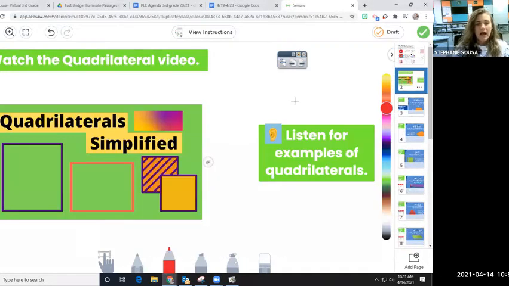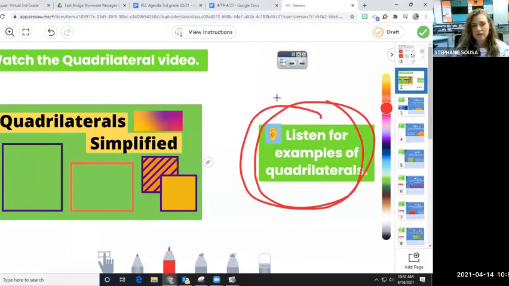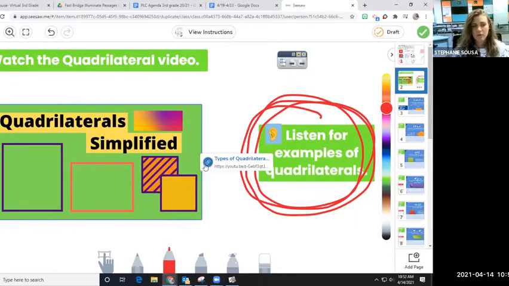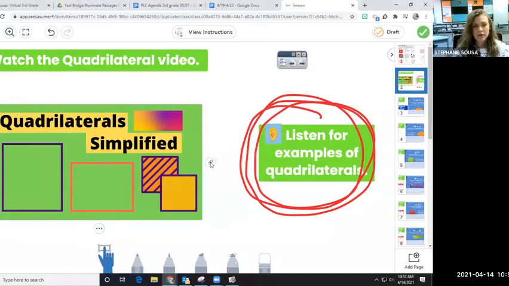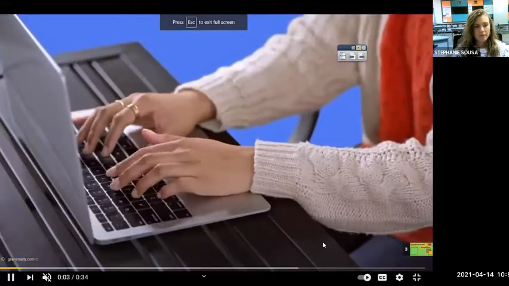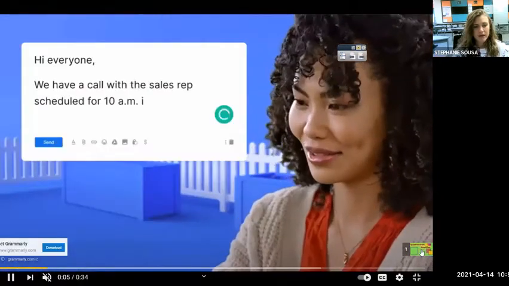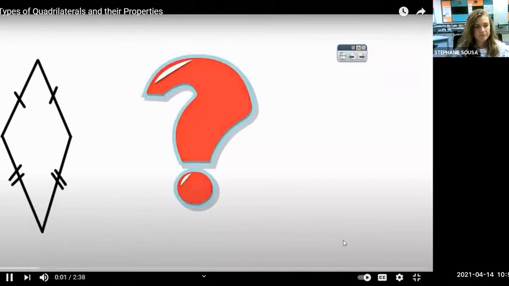Alrighty, I am going to hop back up to slide 2. I'm going to play a video for us. As I am playing the video, you are going to listen for examples of quadrilaterals. Okay, I want you to listen for examples of quadrilaterals. Here we go. Oh, boo. And skip. There we go.